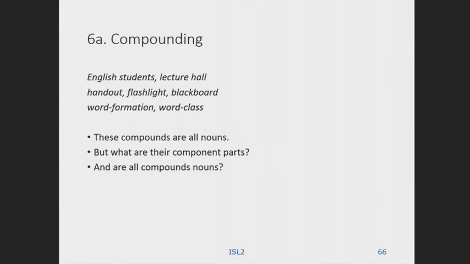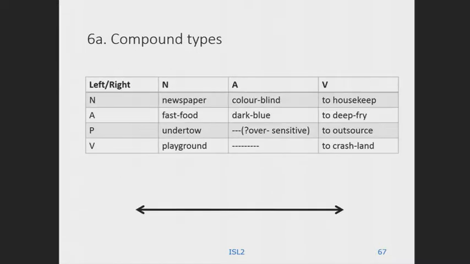Now we'll quickly look at component parts. Obviously, not all compounds are nouns, and not all parts of compounds are nouns. So, for example, I can have a newspaper made up of a noun and a noun, but I can also have fast food, which obviously is adjective noun, or undertow, which is preposition noun. And they can also form other forms, with noun being usually most productive, so these are easiest to form, and verb.